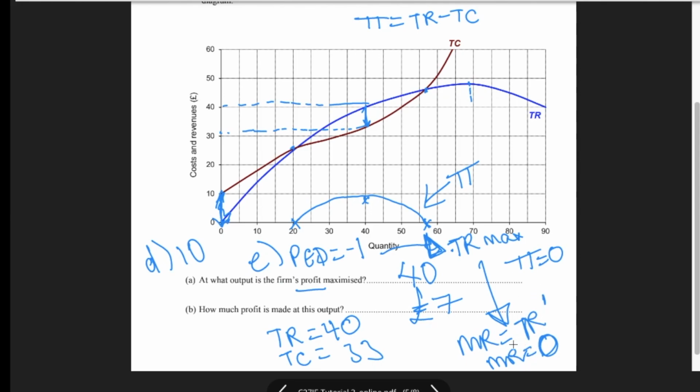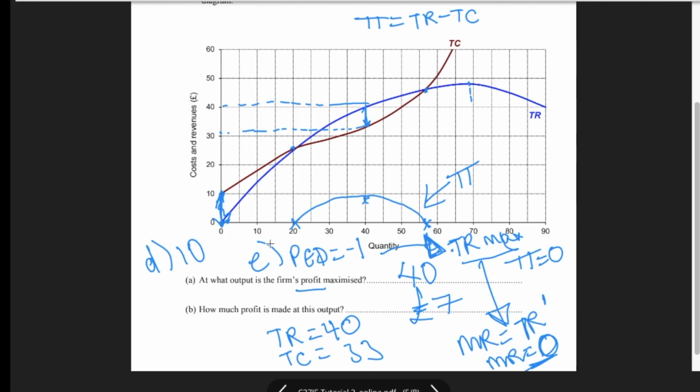For those of you that haven't, don't worry. All that you need to write down to yourself is a little note to say that when PED is -1, it must be that total revenue is at a maximum and marginal revenue equals 0. So make sure you write that down. So total revenue at a maximum and marginal revenue equals 0 for PED to equal -1.